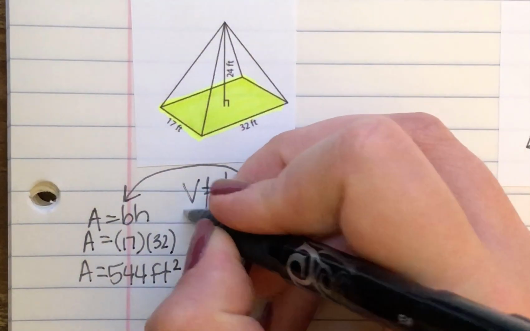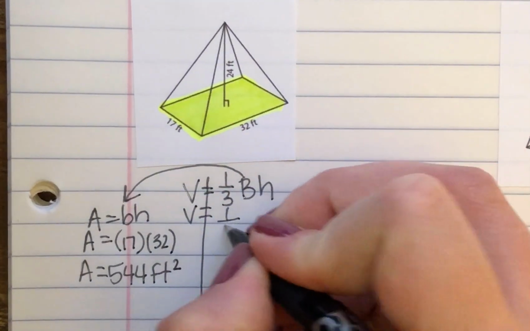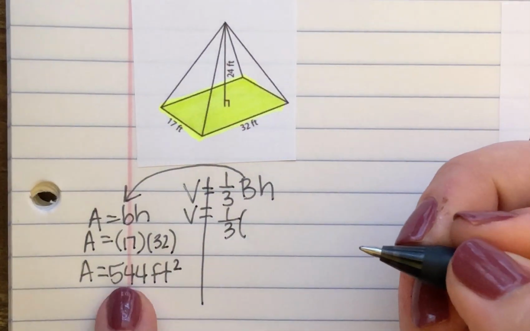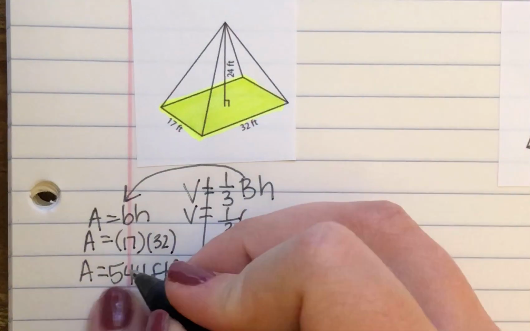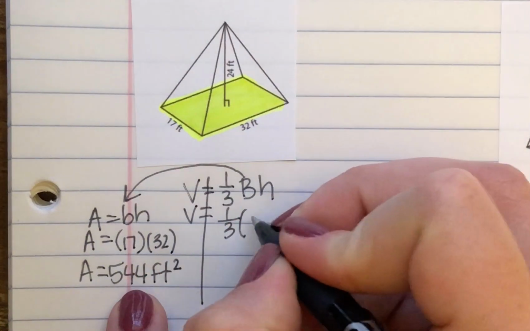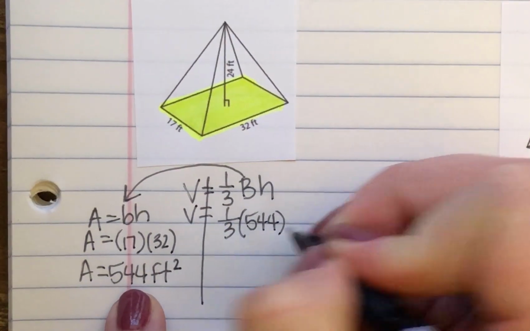So at this point, we're going to go ahead and plug in to our volume formula. We need 1/3, we found capital B, which was the area of the base. So we're going to plug that in.